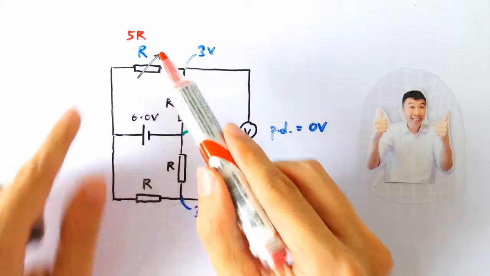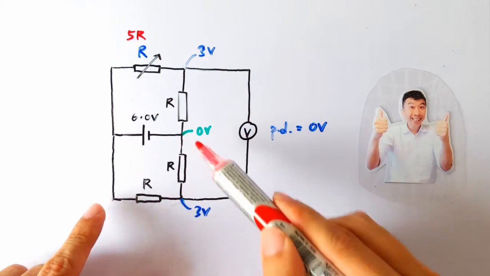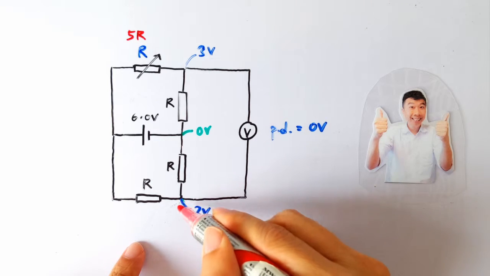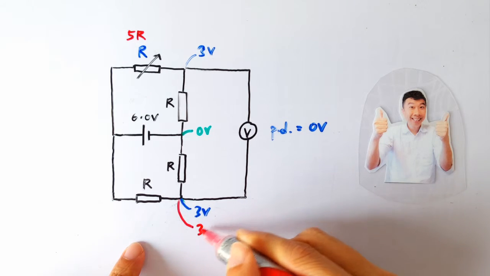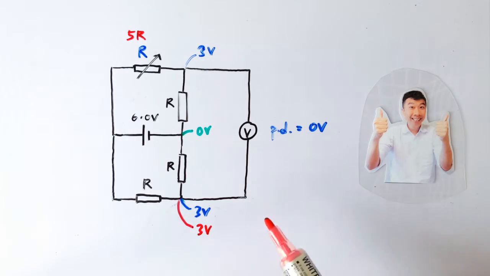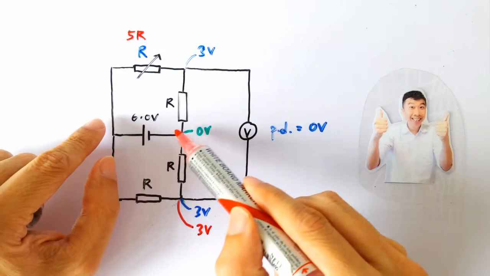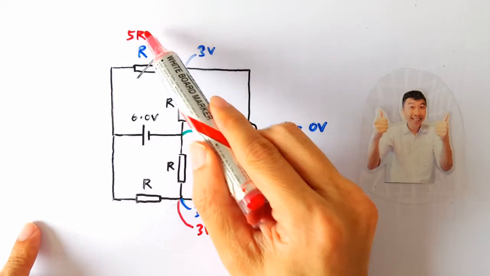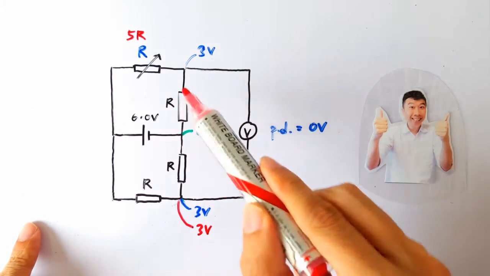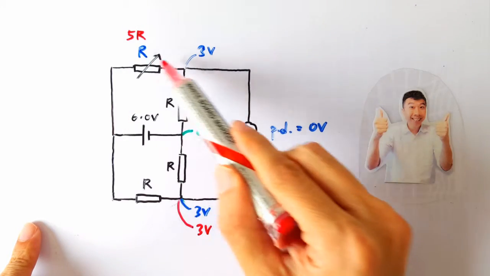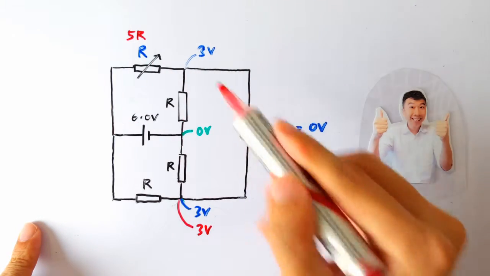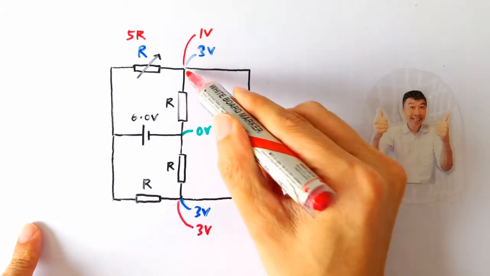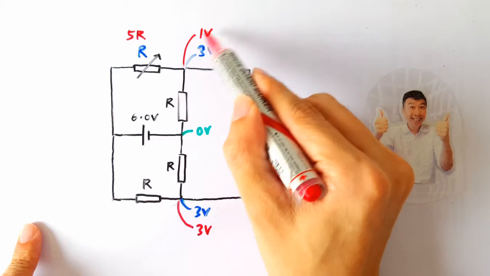Setting these resistors to be 5R doesn't affect anything here, right? Because it's still 6 volts across these two resistors, so the potential at this point remains at 3 volts. But for this branch, it's no longer half-half, because I now have 5R and R. So this is 1R out of a total of 6R, so I'm going to get 1 volt across this resistor, which tells me that the potential here is 1 volt.